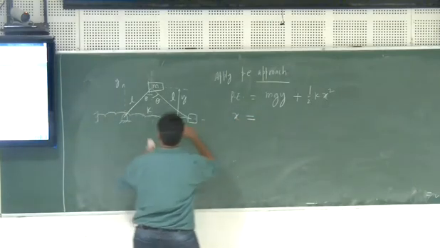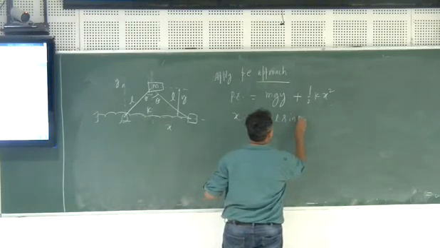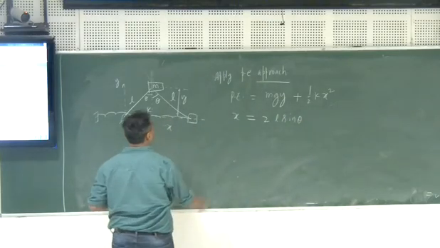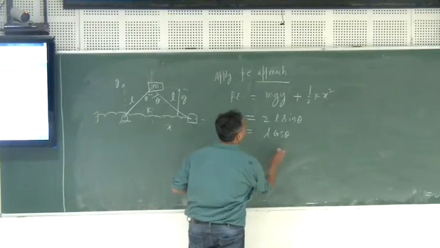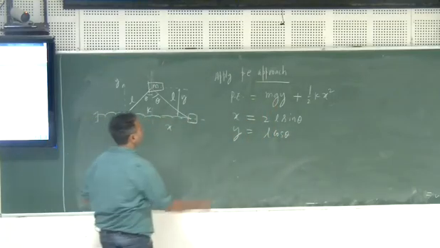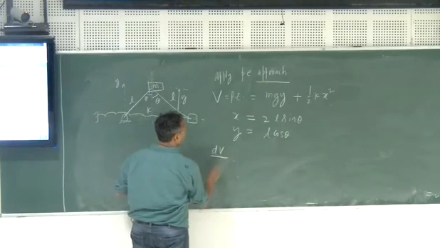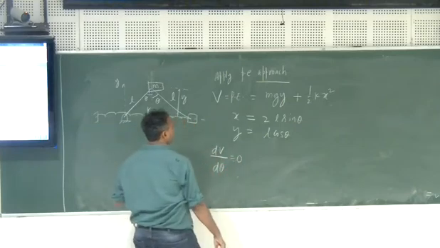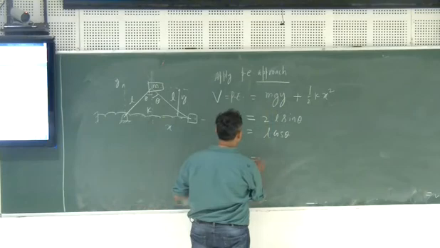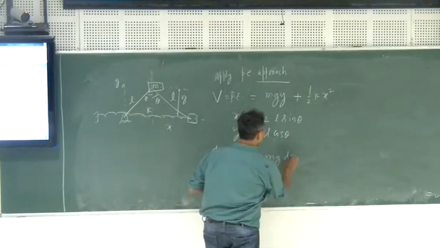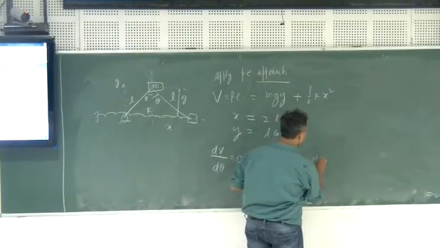Now what is x? x is given by, again, 2L sin theta. Assume that this is what you're having. And y is equal to L cos theta. You can simply substitute these two. So this is your, let's say, V. To find the equilibrium position, what you have to do is dV by d theta equals 0. If you find dV by d theta, this will become mg dy by d theta plus kx dx by d theta.